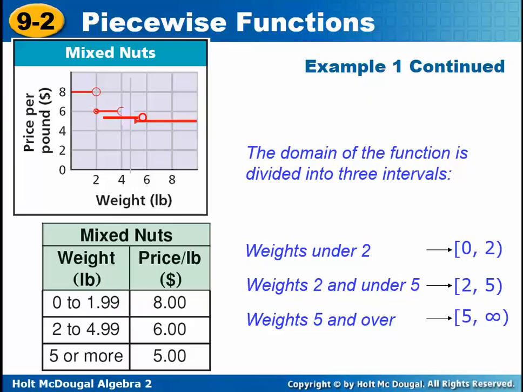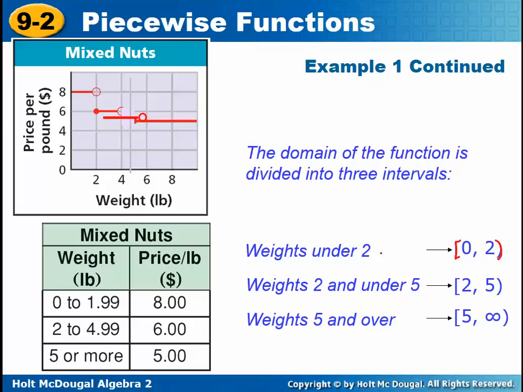And then we went from 2 pounds to less than 4. Oh, it must be less than 5. It got cut off, like I said. So that would be 2 to 4.99. That's weights 2 and under 5. And then for 5 or more, it's $5 a pound. So as with many things, the more you buy, the less it costs. The square bracket means to include that number. The curved bracket means don't include that number.